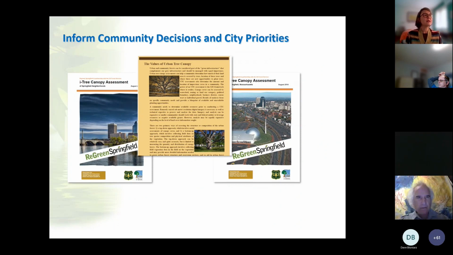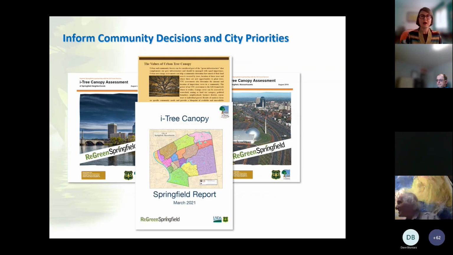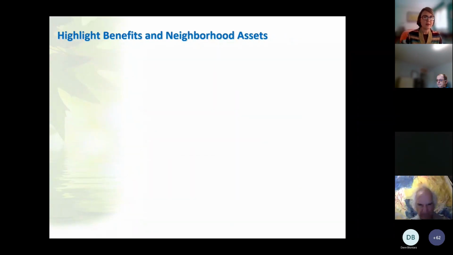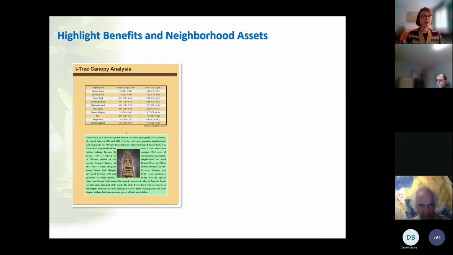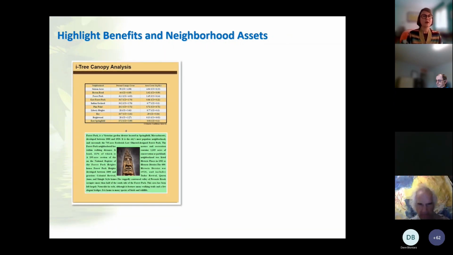But what I really like about this project is that through a series of iTree Canopy assessments, this particular nonprofit organization, Regreen Springfield in Massachusetts, was able to highlight not just canopy coverage for their area, but they broke it down to the neighborhood perspective. And what that allowed them to do was issue a series of reports. And ultimately, these were tools that were able to help decision makers think about what the neighborhoods need in terms of tree plans or canopy goals.